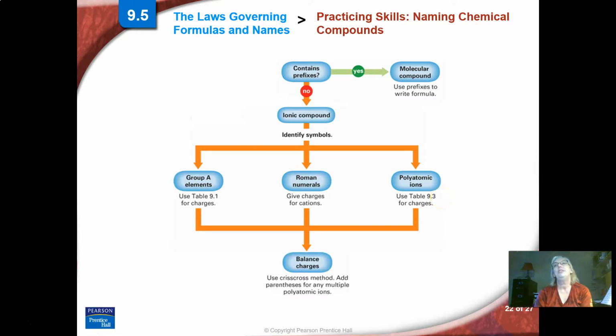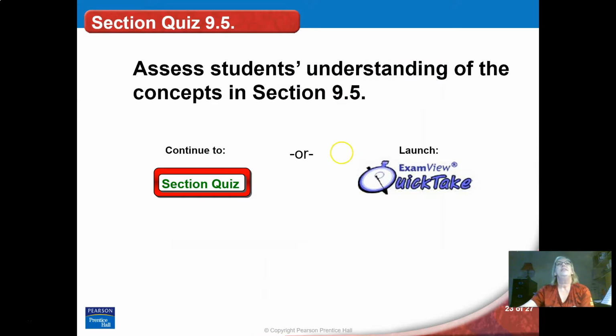And then we have to balance the charges to make everything work out right. The crisscross method works in almost all cases unless we have to go to lowest terms. And so we always have to look to see if we're not in lowest terms and fix it that way. Okay, so that's some laws, and these rules might help you. Depends on your brain if you like a flowchart or not. Some people don't like flowcharts. So let's try our quiz.